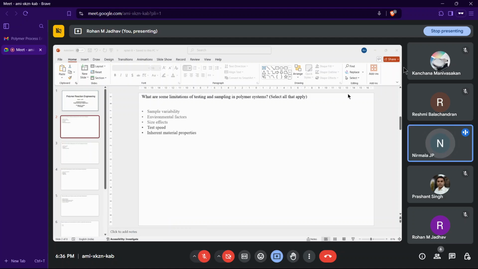Can you tell about fill factor? Fill factor is a term used to describe the filling in a mold cavity during the injection molding process. Okay, fill factor in injection molding process, right?